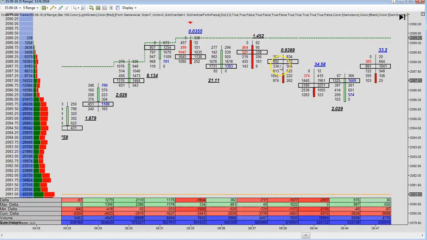We did come up later, 9:30. I sort of fell asleep at the wheel here, and I missed this setup.